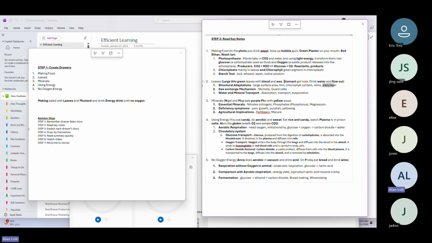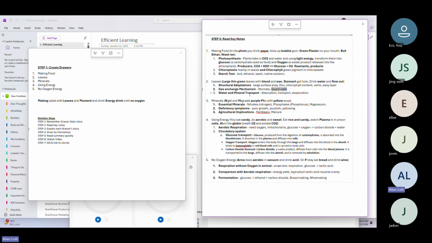Waxy layer, so they also have a wax layer. Then stomach got hole, drink water and flow out. Stomach got hole means to represent the stomata. There's something called stomata in the leaf, and it's actually a guard cell to guard the gases, the carbon dioxide, the inflow and outflow of the gases. Then when you drink water, it flows out.